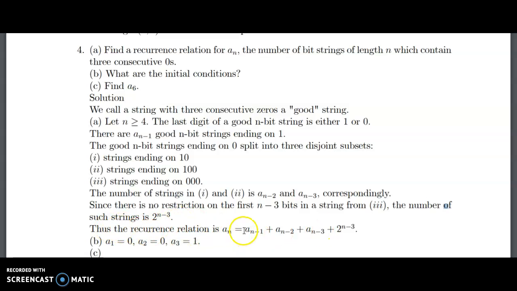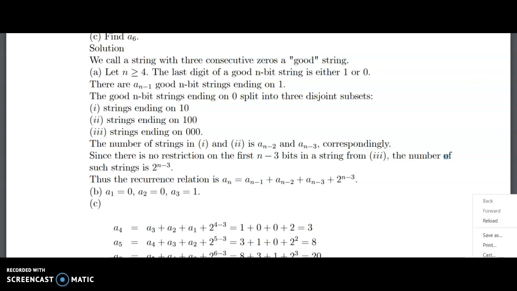So the recurrence relation becomes this: a sub n is equal to a sub n minus 1 plus a sub n minus 2 plus a sub n minus 3 plus 2 to the power n minus 3. A1 and A2 are zeros because we don't have 3 bits at all. And A3 is 1 because only 0, 0, 0 is a good string of length 3. So these are the initial conditions.